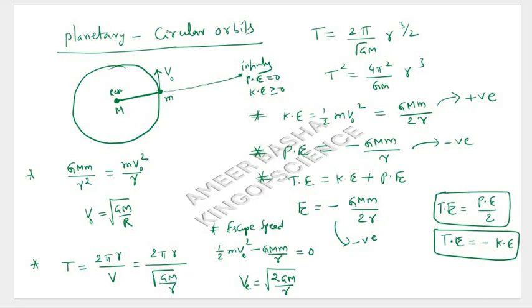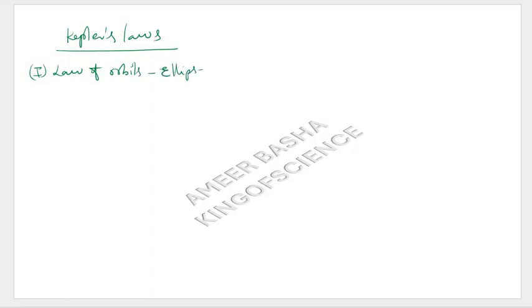Okay. So for the same planets, we go to Kepler's laws. There are three important laws. Among them, the first law is the law of orbits. According to this law, all the planets revolve around the sun in elliptical orbits. So that means around the sun all the planets revolve in elliptical orbits.